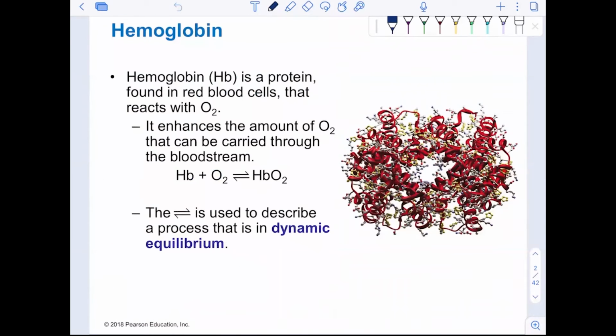One really good real-life example that we have is hemoglobin. Hemoglobin is a protein found in our red blood cells, and it reacts with oxygen. We breathe in oxygen, and hemoglobin is the transporter that carries that oxygen around our bodies. Hemoglobin attaches oxygen so that we inhale it and take it into our bloodstream, but it also needs to let it go once it gets to the location where we need the oxygen to be.